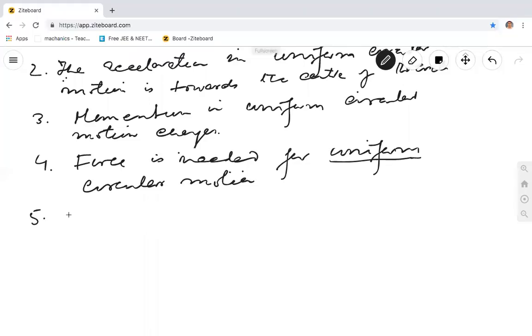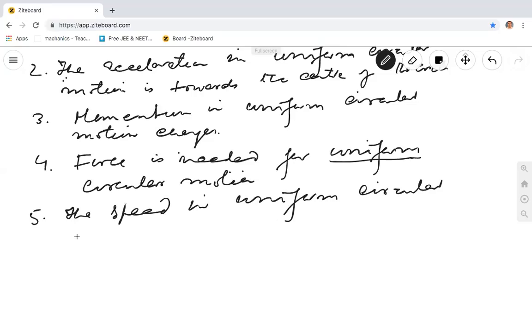The answer is the speed remains constant. The speed in uniform circular motion remains constant. That is the only thing that remains constant. Okay.